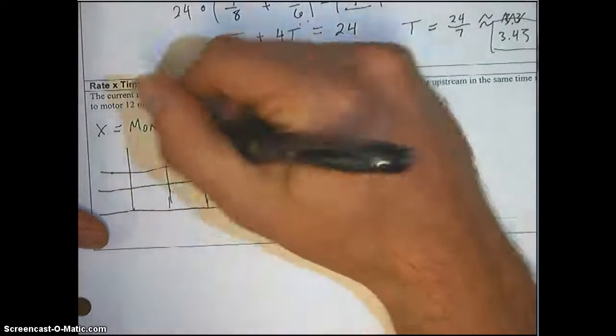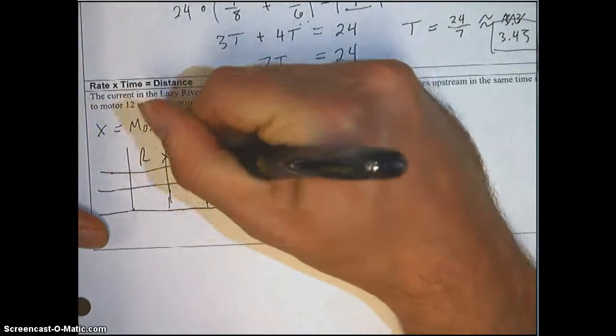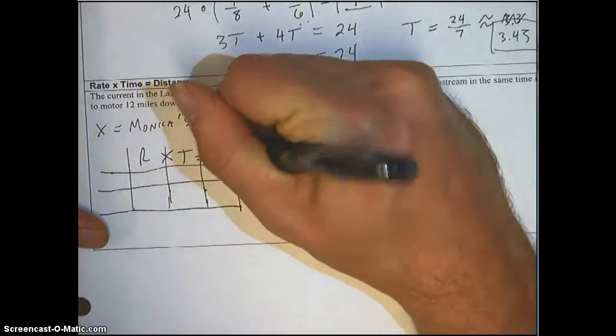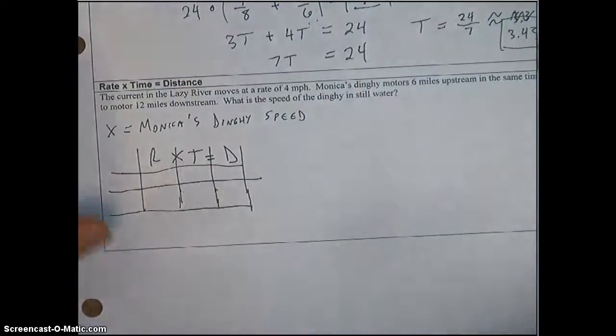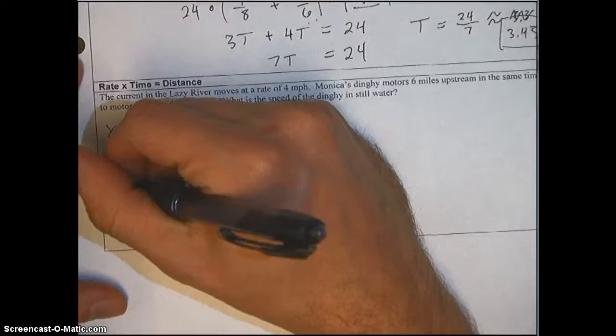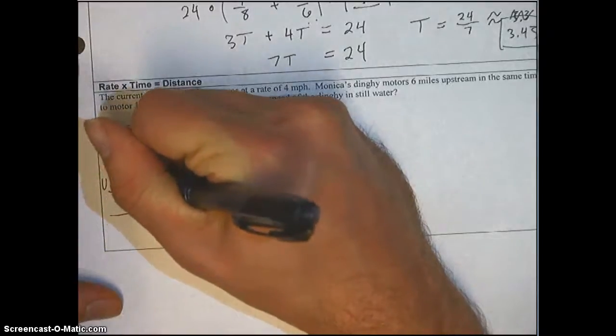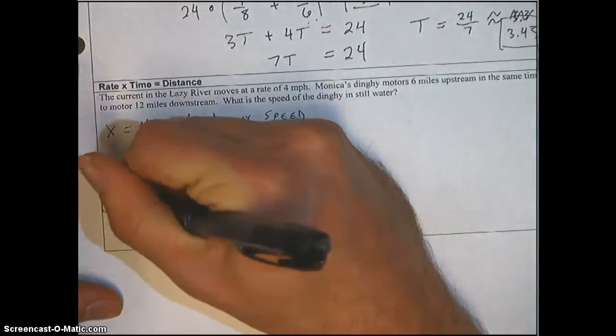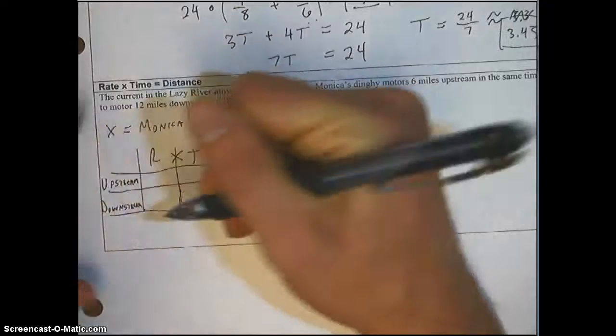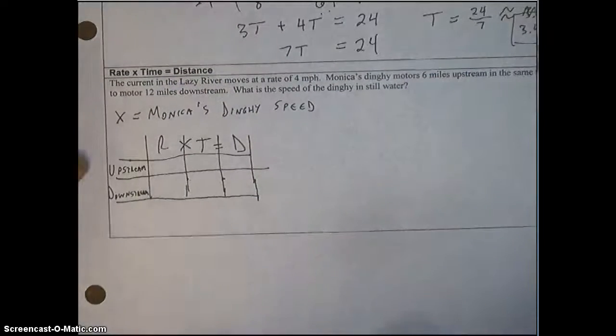So I know that rate times time equals distance. And I've got two scenarios here. I've got the upstream, which is against the current, and the downstream, that's with the current. So she's going to go slower upstream than she would downstream.